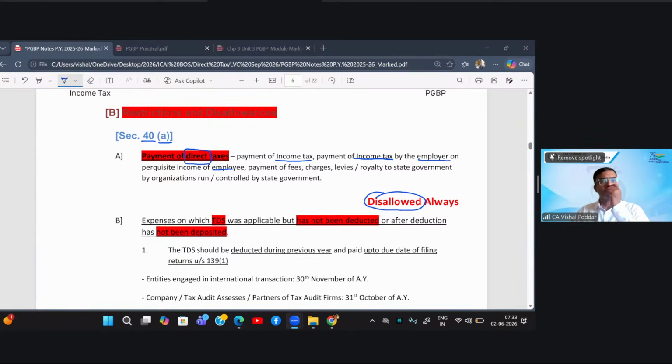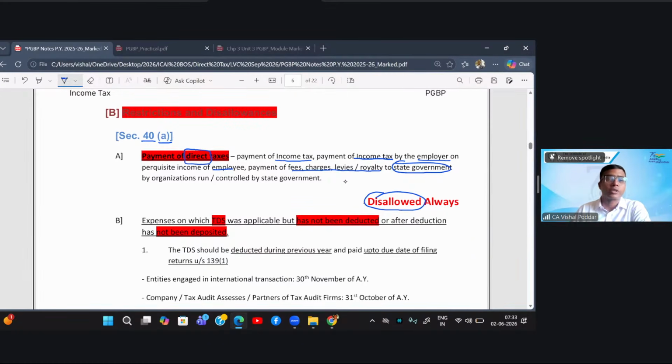So the first restriction, students, is on direct taxes. So if your P&L has a debit of any direct tax, which may be income tax, your employee's income tax, or it has a debit of any of these expenses like fees, charges, etc., which are paid to the state government, which is also treated as a tax, such taxes, if they are direct tax, are disallowed.